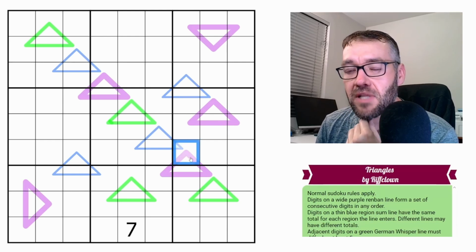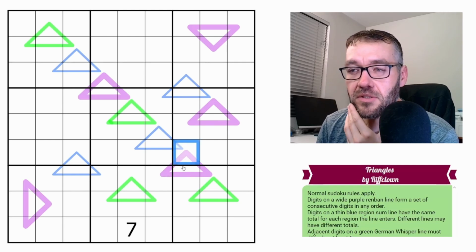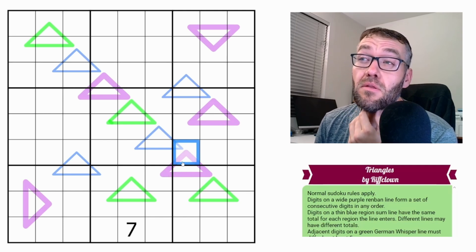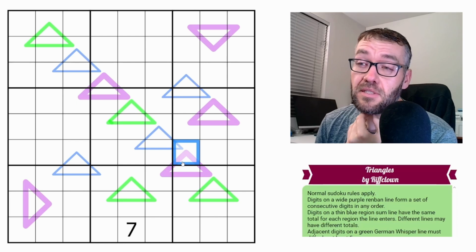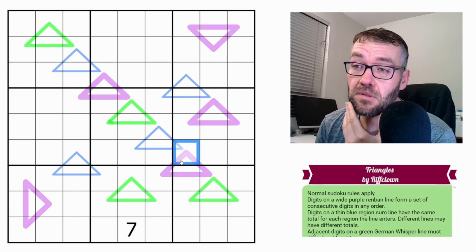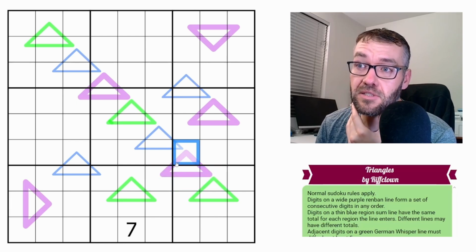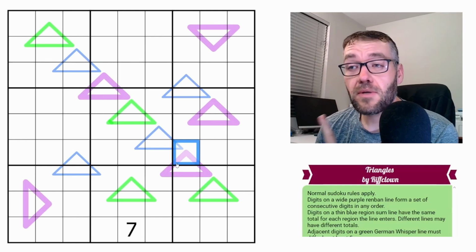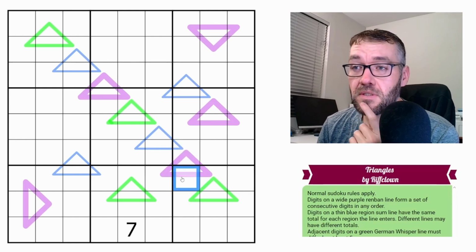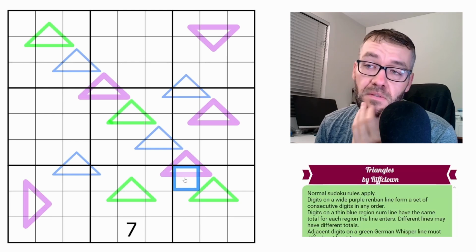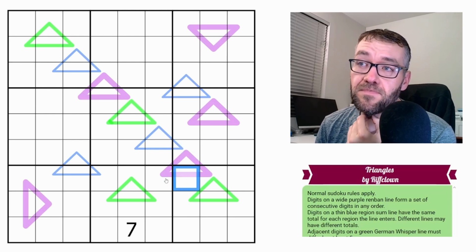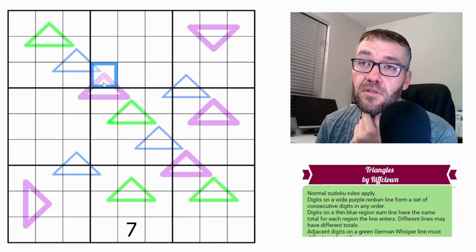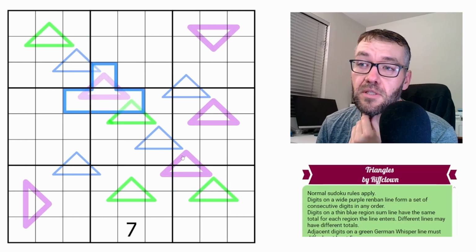But that does overlap with this Renban line. So this Renban line has to at least be 3 through 6. That's the lowest it can be. And the highest it could be is 6 through 9. But no matter what, a 6 is going on this line. That's interesting. Okay, that's a good thing to know. And the same thing with this one up here. So again, 6 has to go on this line somewhere.